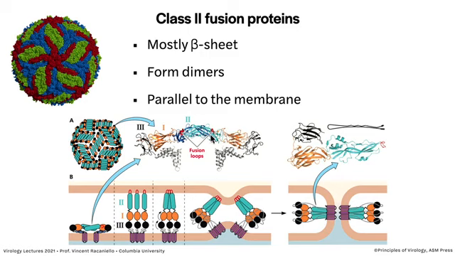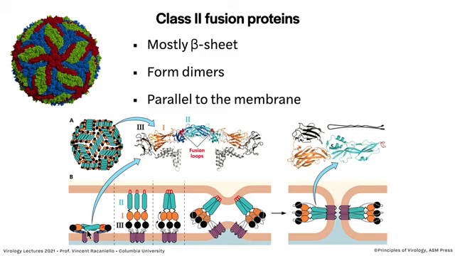But even though they're parallel to the membrane, and I showed you a picture of Zika virus last time, again, you can see these spike proteins are laying flat on the virus surface. Even though there's a membrane under this, they're lying flat on the surface. They can still reorient at low pH, and that's how they work.